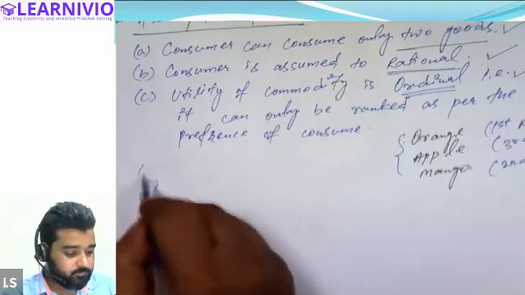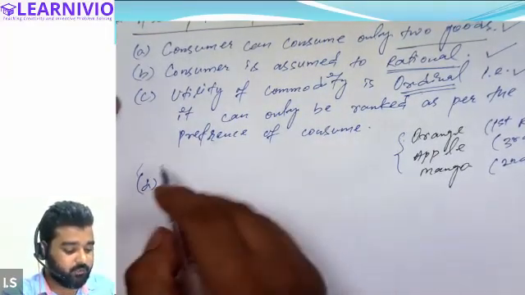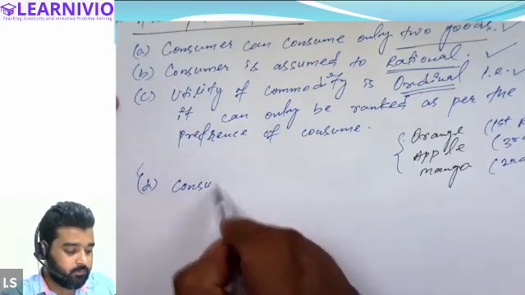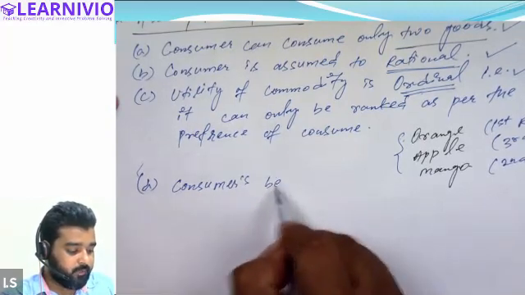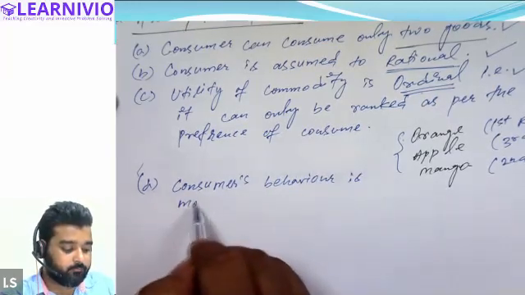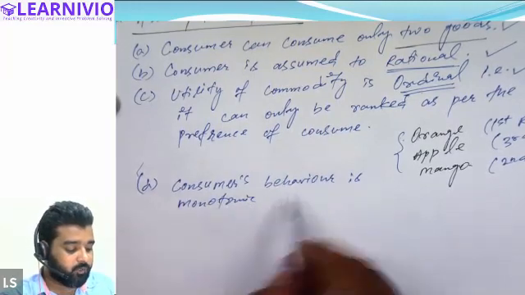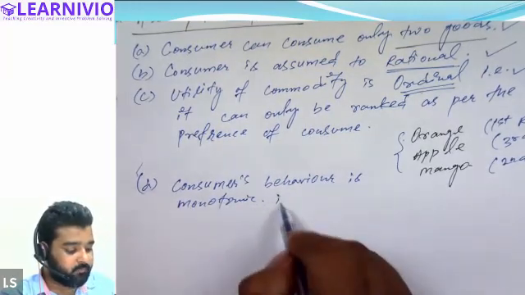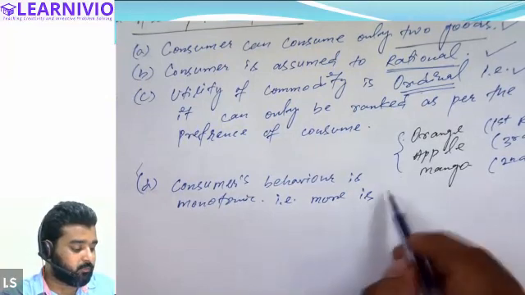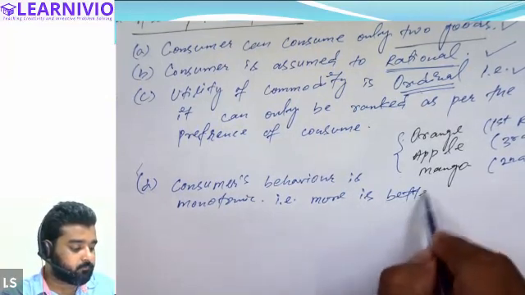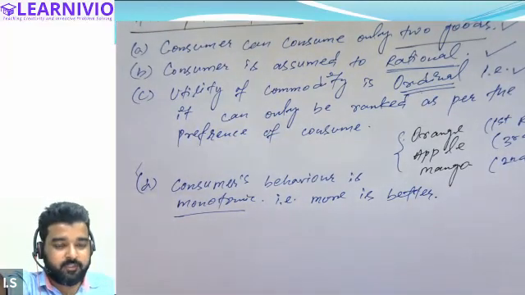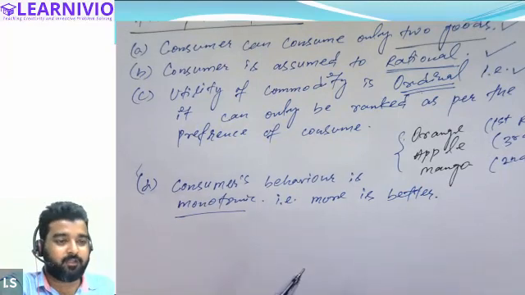All right. Now, there is one more assumption, that the consumer's behavior is monotonic. What is monotonic behavior? Monotonic behavior basically means that the consumer always prefers more, believing that more is better. Monotonic preference means that he will always prefer more quantity over a lesser quantity.